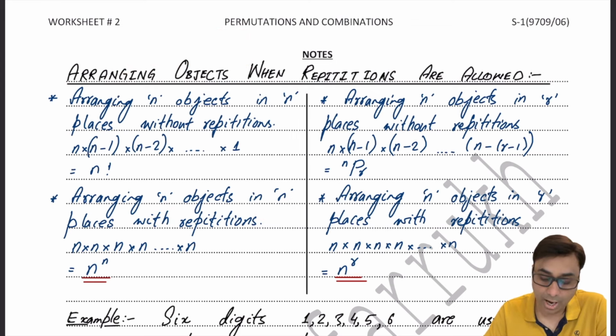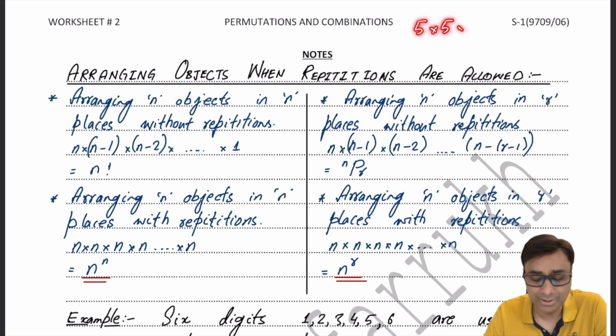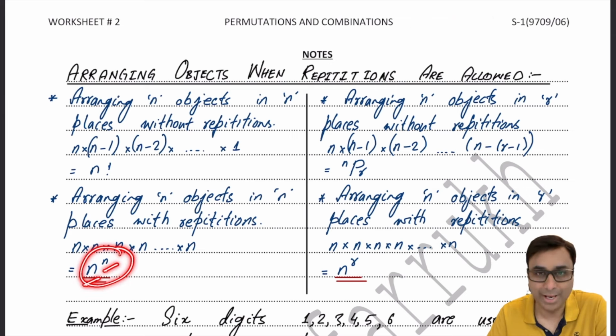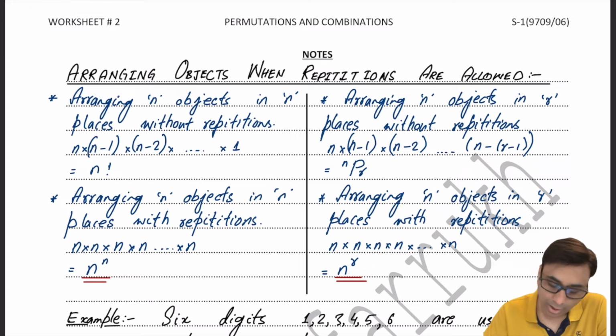Or if you're arranging r objects out of total n objects, without repetitions, it was nPr. But if you're arranging 3 objects out of 5, that's going to be like you have 5 options for the first one, then 5 options for the second one, you still have 5 options for the third one. So that's going to be 5 to the power r. So with objects and slots equal, the total number of arrangements are going to be n to the power n. With objects and slots not equal, then the total number of arrangements are going to be n to the power r.